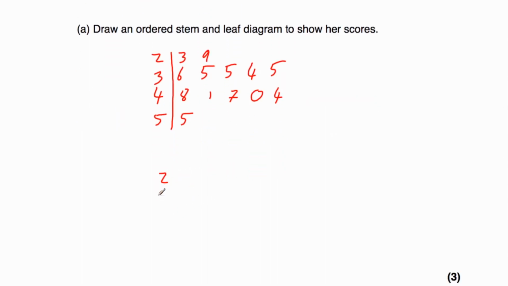So we've got our 20s, 30s, 40s and 50s. We've got our vertical line. And let's put each of the digits in each row in order. So we've got 23 and 29. That was already in order. Fantastic. Then our 30s, we've got 34, 35, 35 and 35.